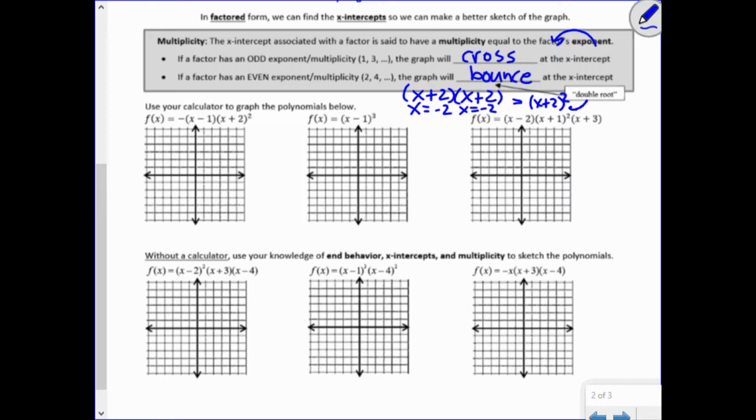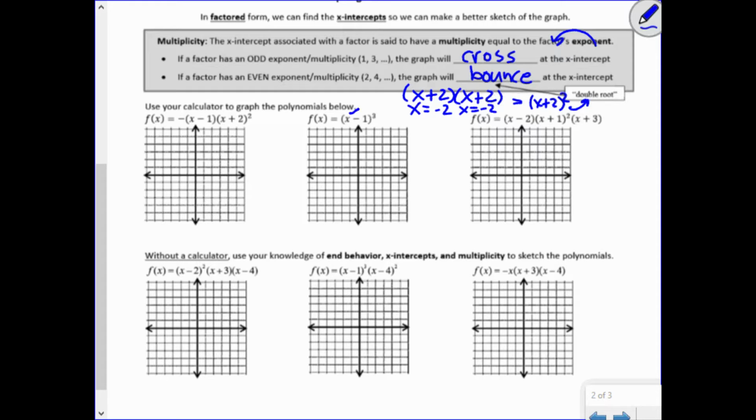So this idea of the double root connects with the bounce. The reason why it bounces is because that x value is being counted twice. So the bounce kind of represents that. When it's a double root with an exponent of 2, it's representing that that x value shows up twice as a solution. That's why it bounces. That's what it's representing in the graph. So that's a little background of why it would do that.